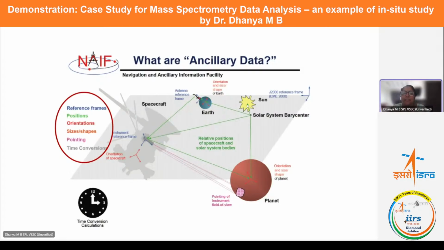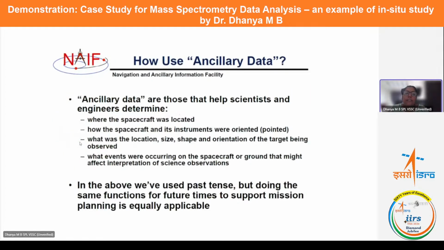Everything is tagged with time, at a given universal time. For that purpose, we use universal time. For a given universal time, where was the position of the spacecraft? So SPICE takes care of position, orientation, pointing, and time conversion. This is what I meant by ancillary data, which we have already discussed.